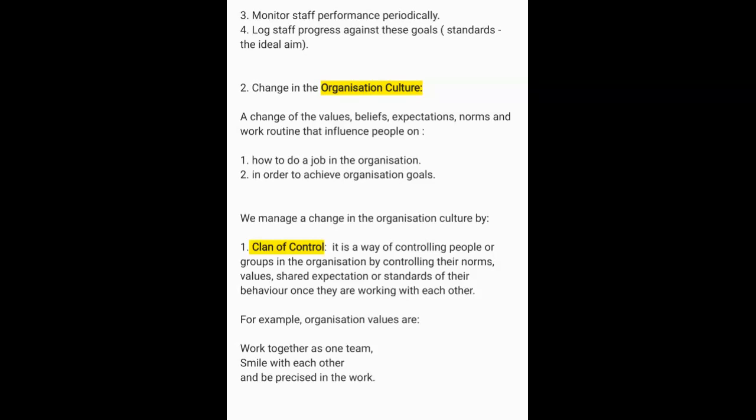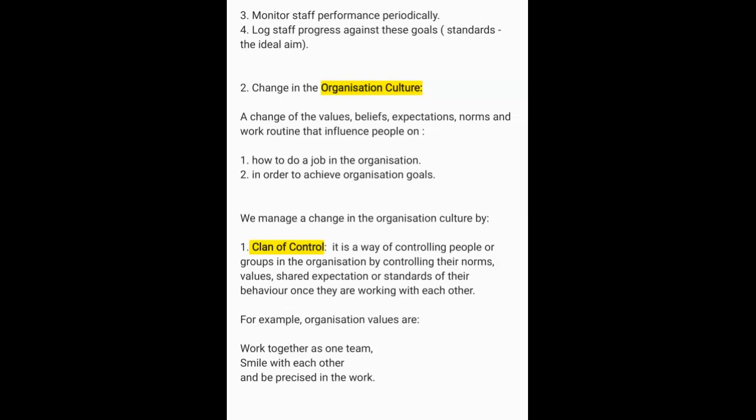Management by objectives means to create goals for every staff and to do the job according to the goals. Okay? First of all, you set the goal or aim, then determine goal for each staff, then you evaluate the staff, then you write down the results.